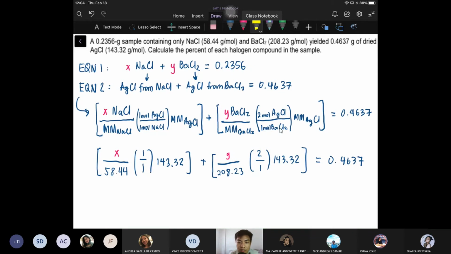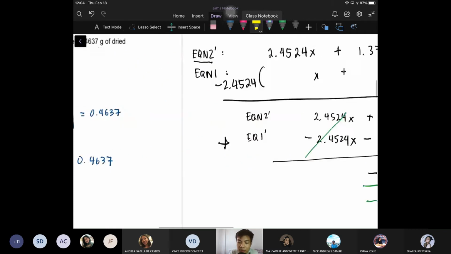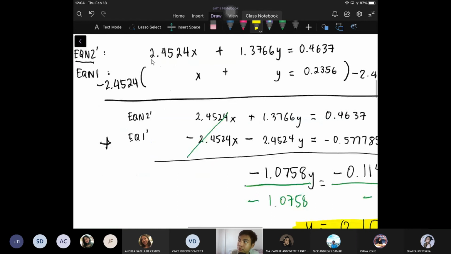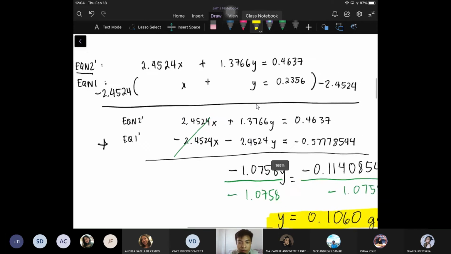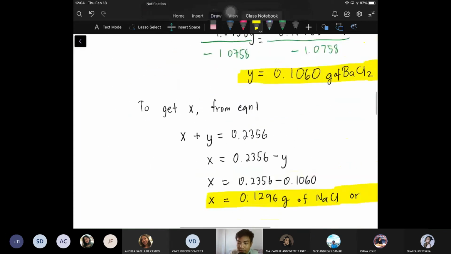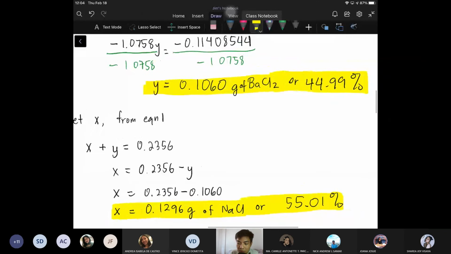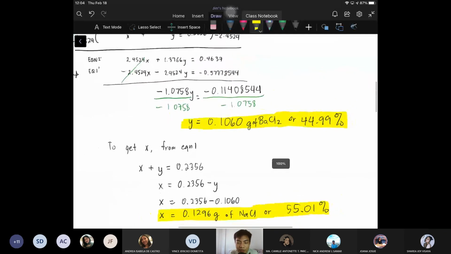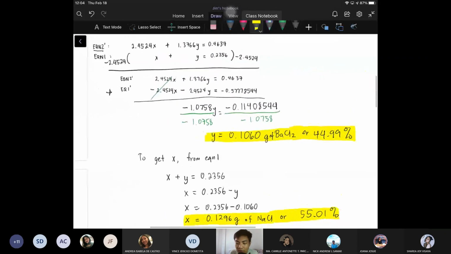Then, what's next? You plug in the molar masses. Yan, plug in ko na yung molar mass. Then, I simplified them. So, I got this equation here. Then, anong gagawin mo? Yung equation na bago mo, gagamitin mo yung sa equation 1. No? Mag-eliminate ka ng variables so that you can now solve for x and y. Okay. So, yan. Solving for x and y, I got my final answer here. Medyo tricky talaga tong problem na to.